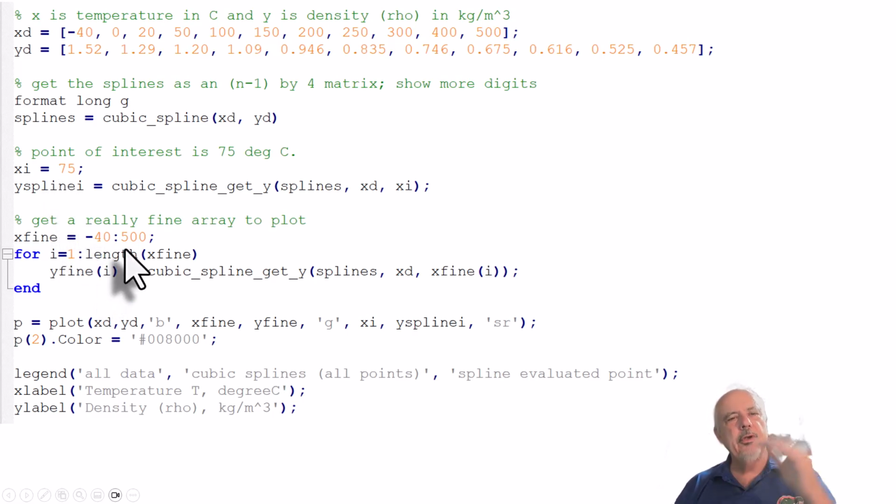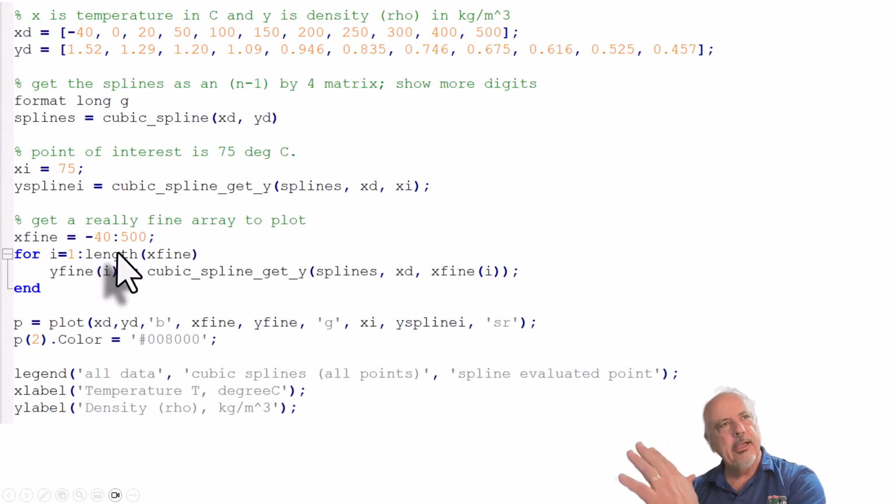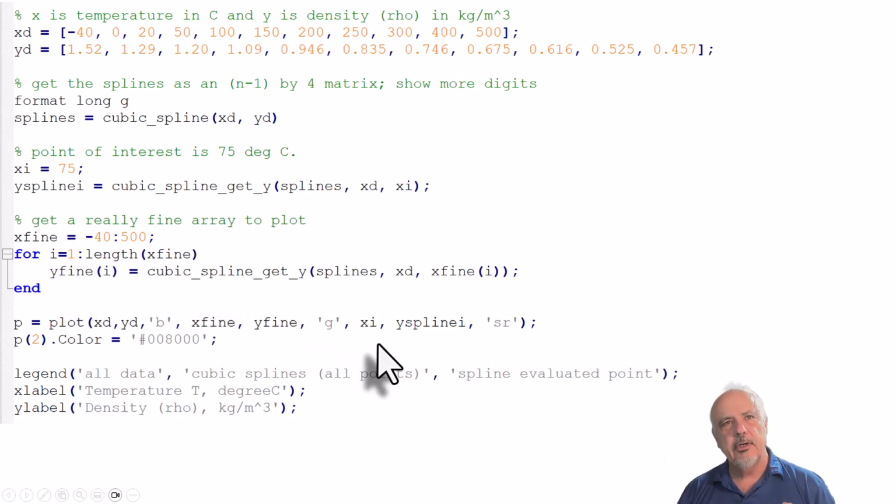And then what I wanted to do is I wanted to see how these splines work across that whole spectrum. So I went really crazy and created, I guess it's 540 points. Because our raw data is only 11, right? 11 pairs. But I went all the way from minus 40 up to 500. And I wanted to know, walking through those splines, how does that fine look? And then I'm going to graph. So X fine, Y fine, I'm going to 540 data points. I'm going to see it very nicely.